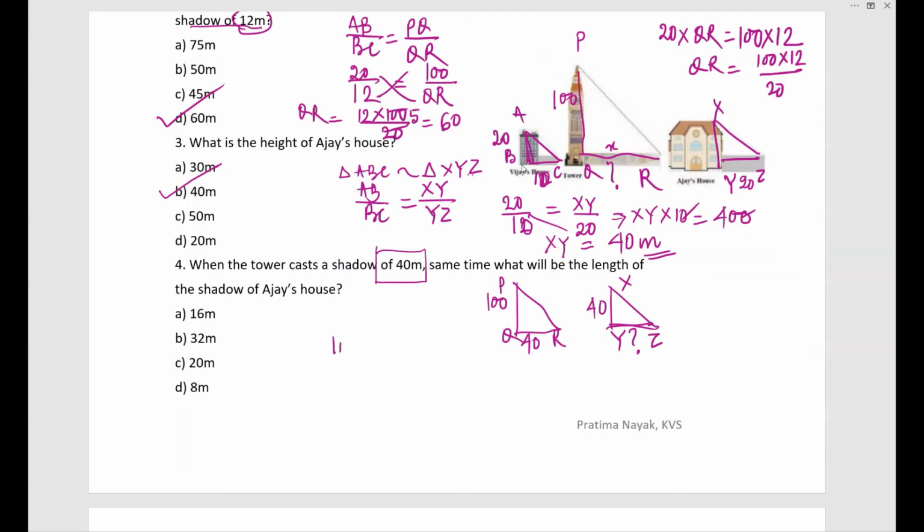So I'll write 100 upon 40 from PQR. Height by shadow is equal to height upon shadow YZ. Multiply YZ multiplies 100 is equal to 40 into 40. Cancel this 0 here only. 16. So it casts 16 meter.